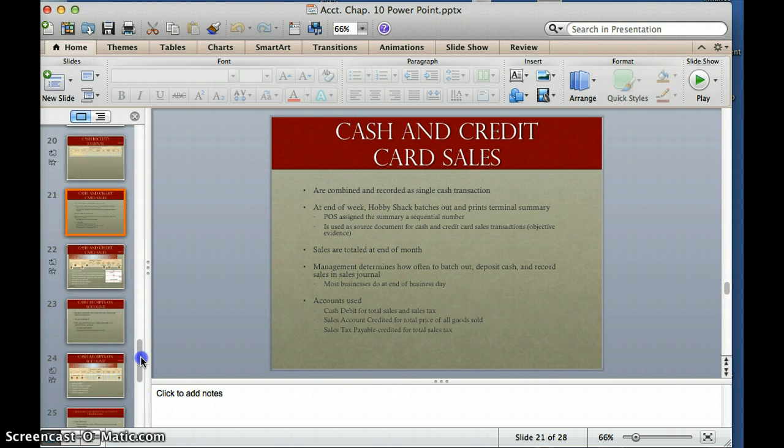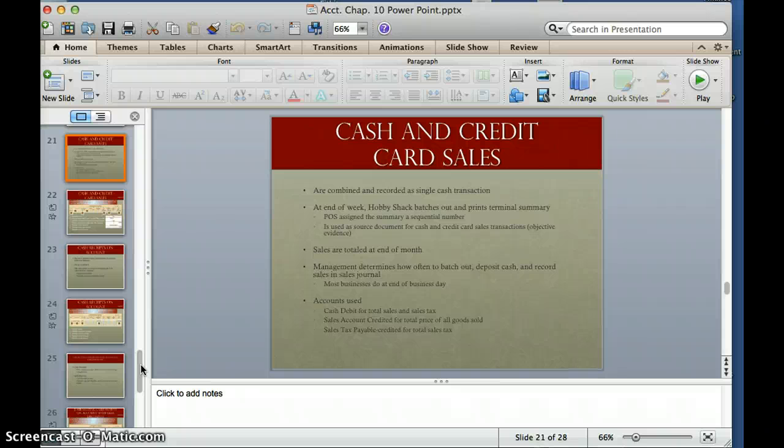Okay, now what are we going to do with our cash and credit card sales? We're going to combine them and record them as a single cash transaction, so we're going to consider those credit card sales as a cash transaction. Hobby Shack at the end of the week batches out, which we just talked about, and prints the terminal summary. The point of sale assigns the summary a sequential number, just like our checks and receipts, everything, we keep in sequential order. Then we can tell if something's missing. This is going to be used as the source document for cash and credit card sales transactions. That's our objective evidence from the point of sale terminal.